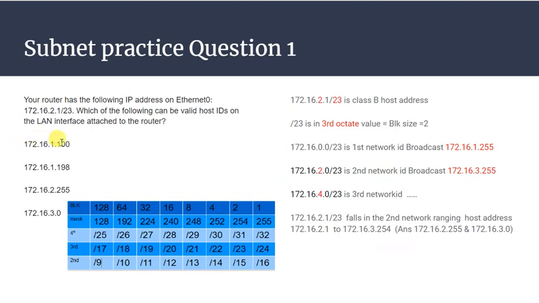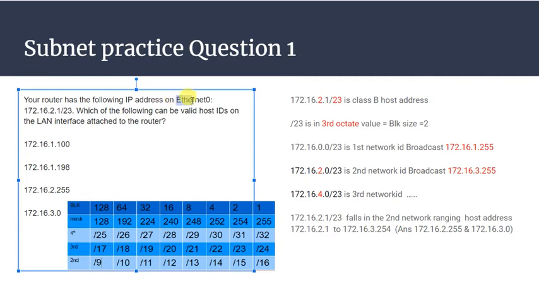Okay, what we are going to do is, the router has the following IP address on Ethernet 0. Okay, this is what they say. The IP address is 172.16.2.1/23. Which of the following can be the valid host IDs on the LAN interface? So they have an IP address, and the subnet mask is /23.